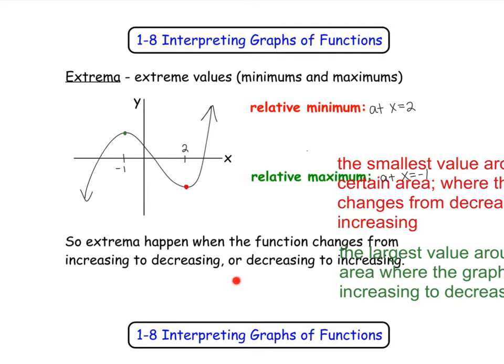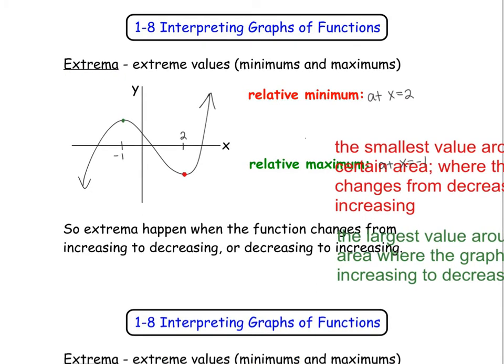So I have the same little note here about increasing to decreasing, decreasing to increasing. If we're talking about real world data, this is where you had your maximum sales for a while, minimum sales, or whatever we're talking about. So again, these are called extrema. And you can have more than one relative minimum and relative maximum in a graph.